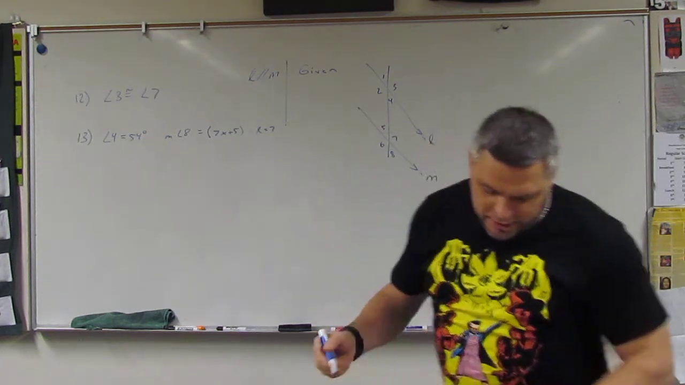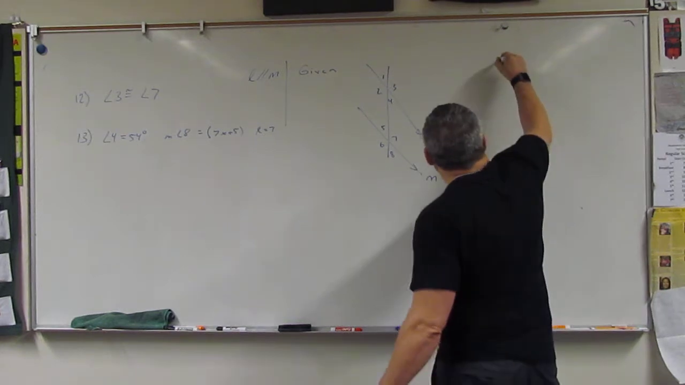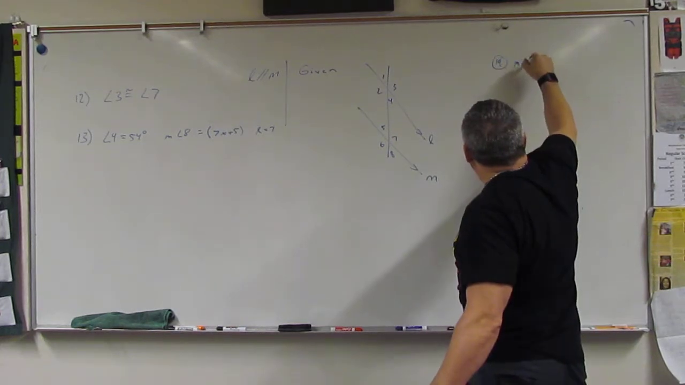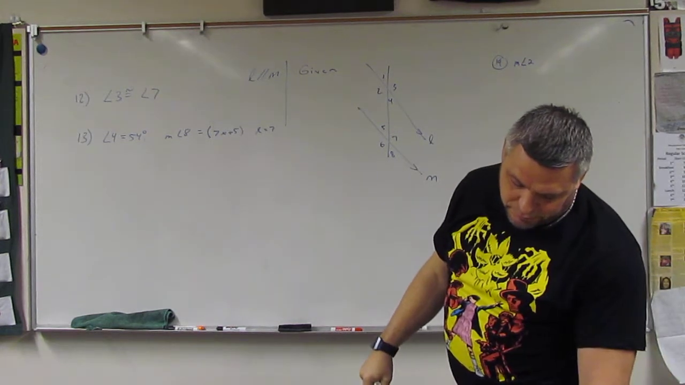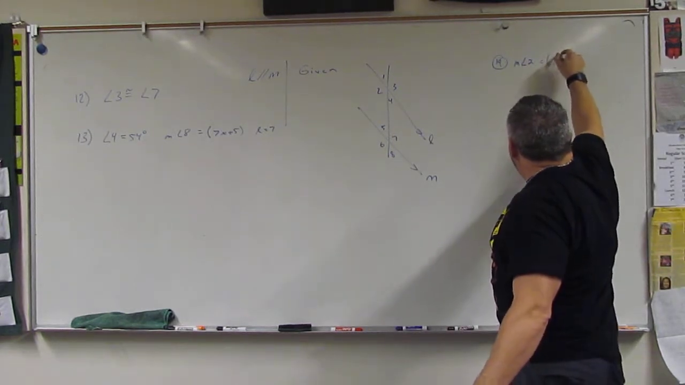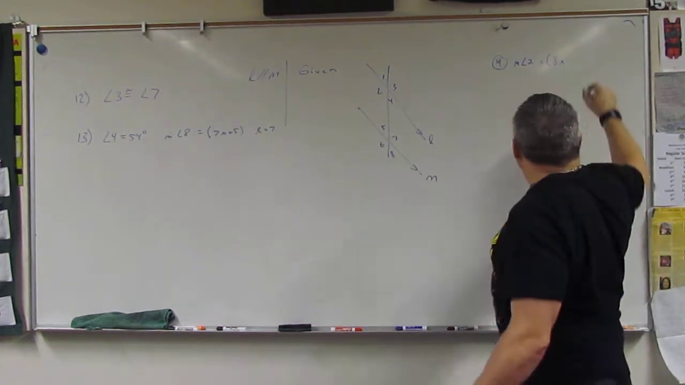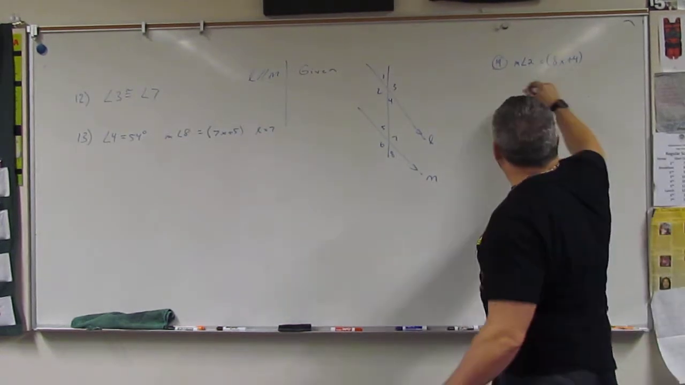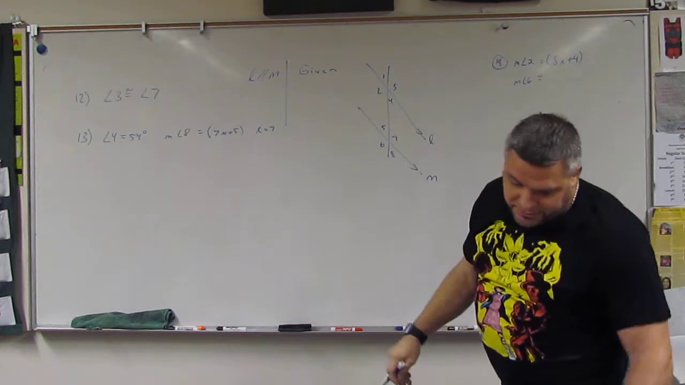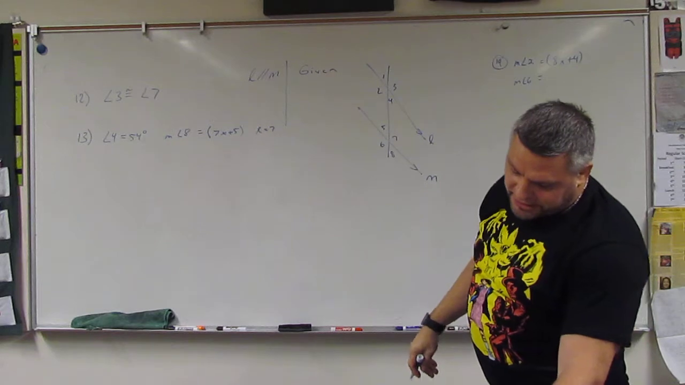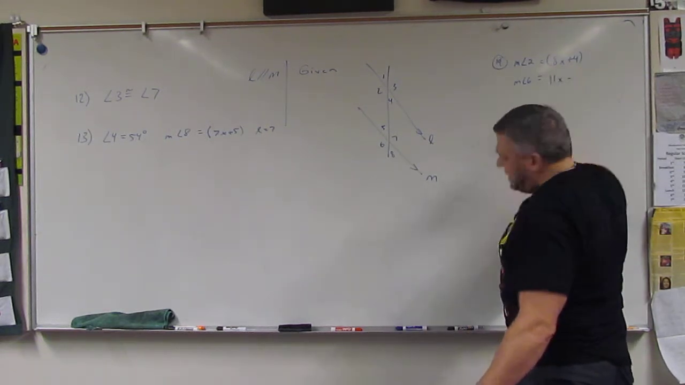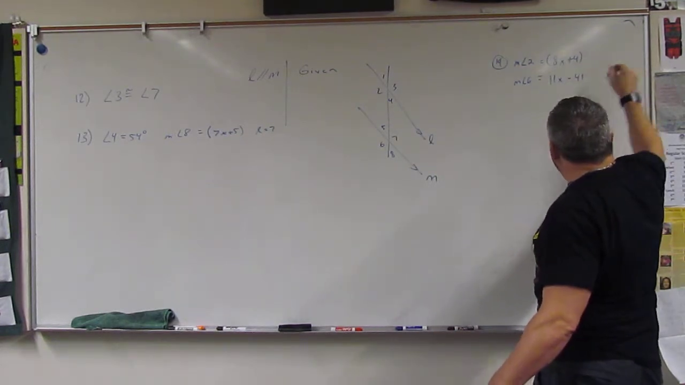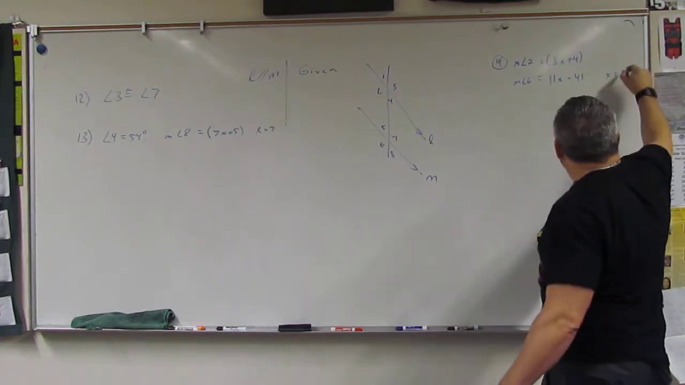Angle 14 is saying you got the measure of 2 is equal to 8x plus 4. And the measure of angle 6 is equal to 11x minus 41. And then it says that x is equal to 15.